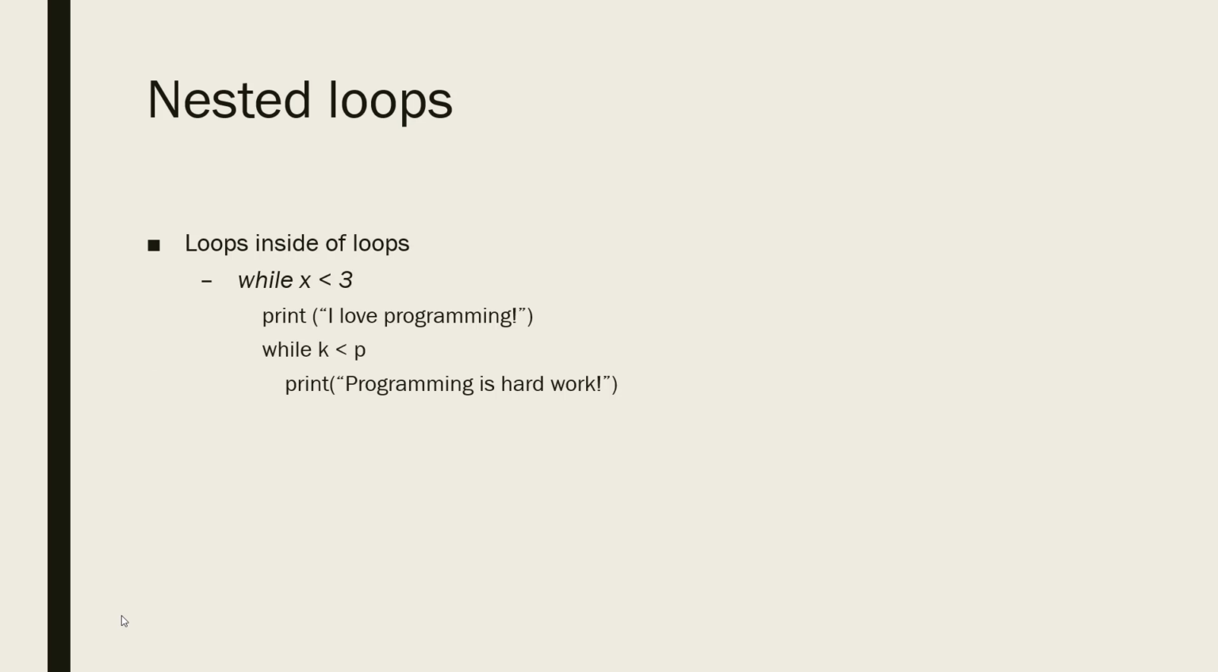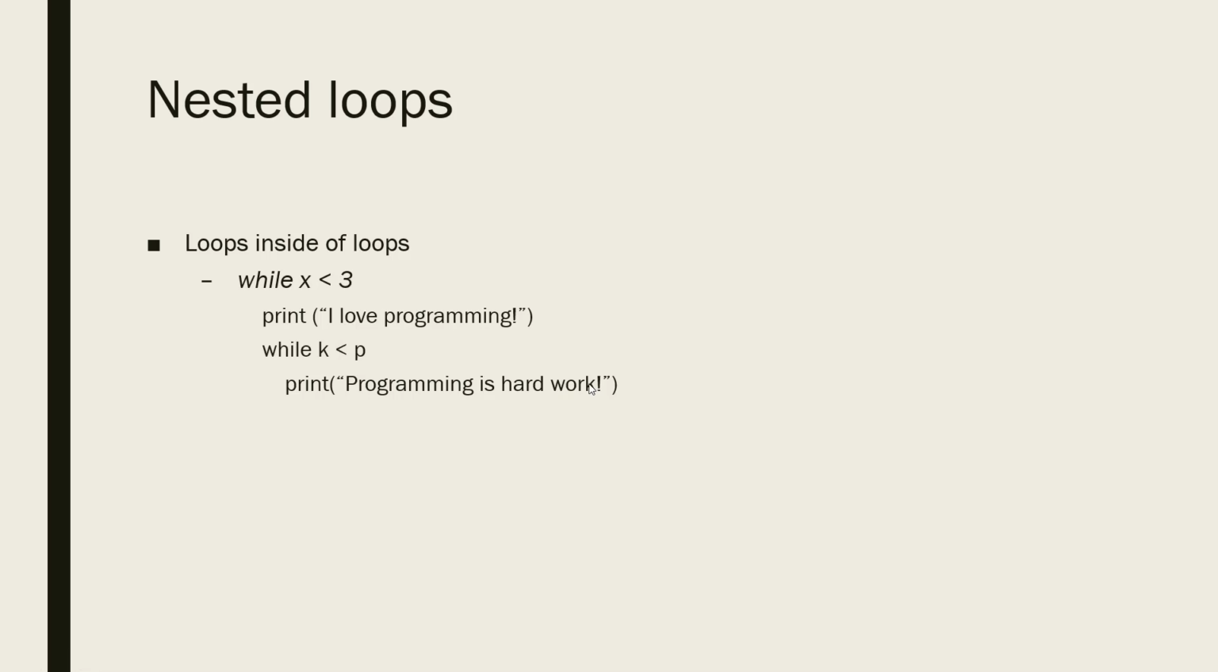To make things even more complicated, you can have a loop inside of a loop. If we look at while x is less than 3, if x was 2, for example, it would be true. Then it would print I love programming, and only if x less than 3 is true would this while even be checked. If it's true and it prints I love programming, then it will check this while k is less than p. If that's also true, it will then print programming is hard work.